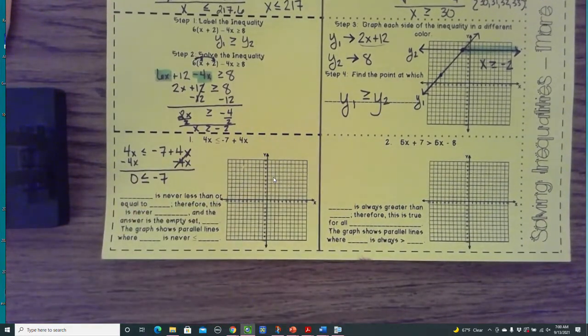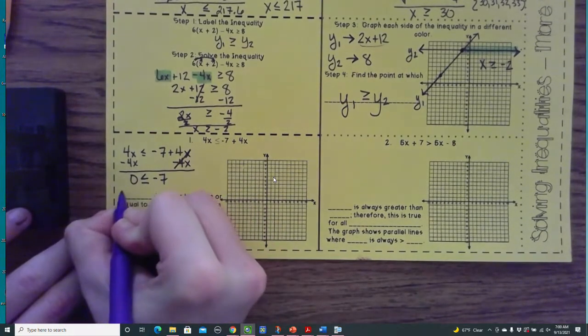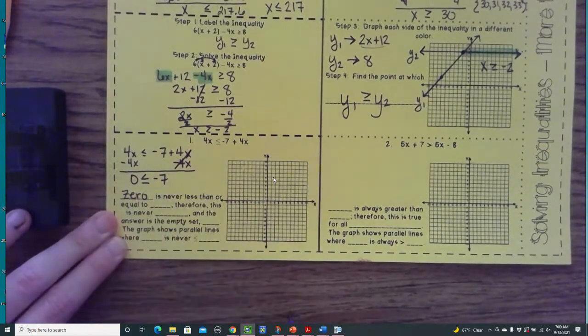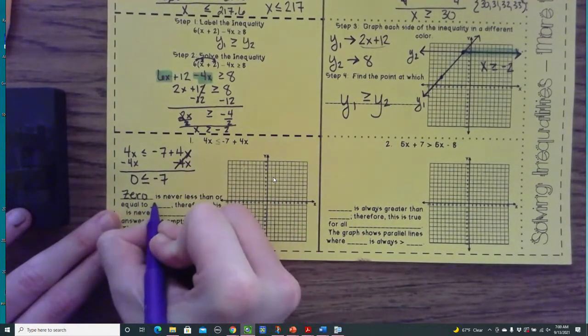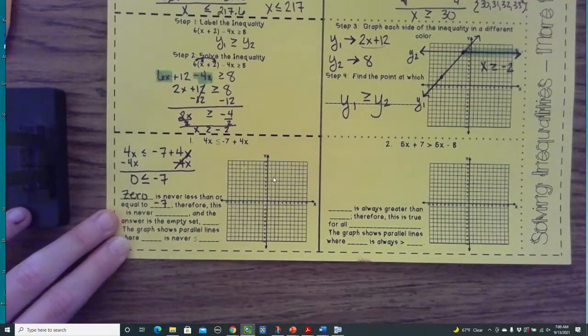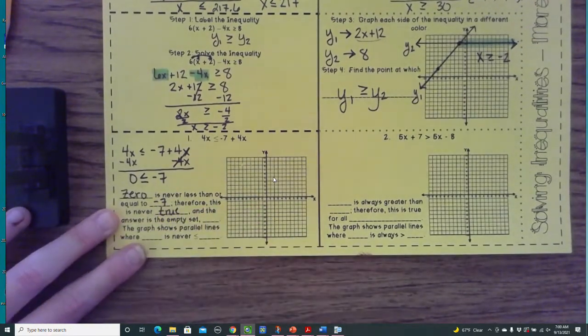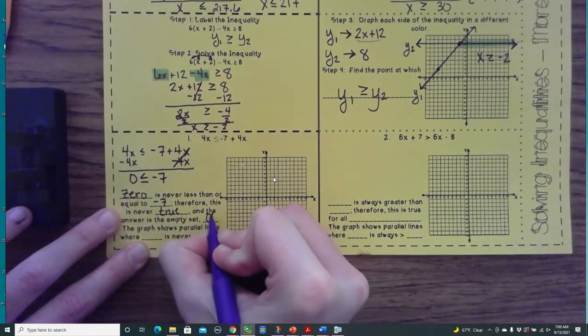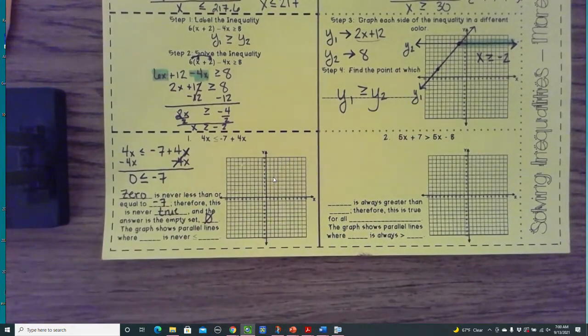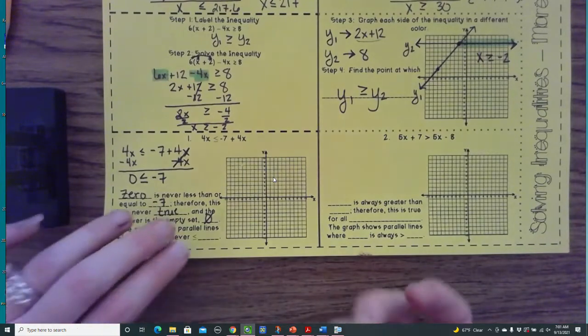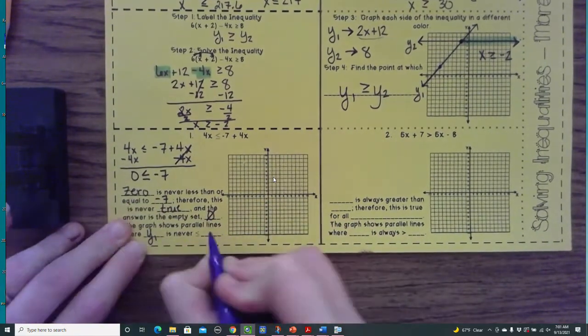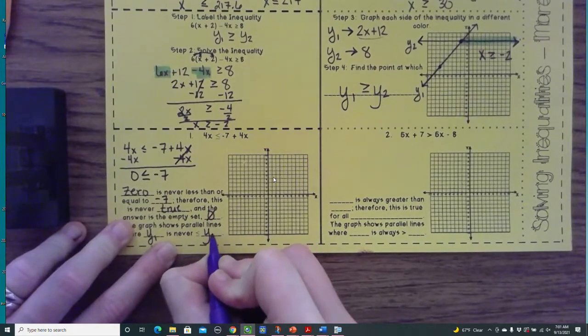That is not a true statement. 0 is greater than negative 7. So 0 is never less than or equal to negative 7. Therefore, this is never true. And the answer is the empty set, and you draw that 0 with a line through it. That represents an empty set, an empty or non-existent answer. The graph would show parallel lines where y1 is never less than or equal to y2.